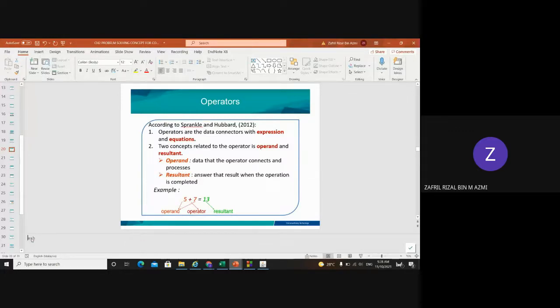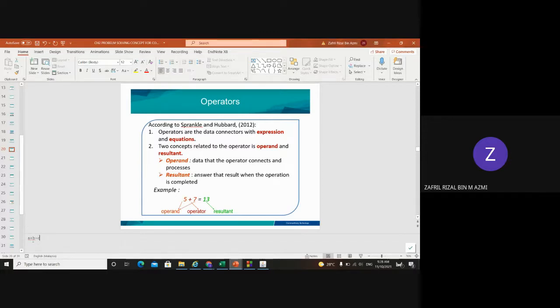Sometimes you write it down like this in your program. So is this correct or wrong, class? If you put this in your program. I think it's wrong, sir. I think it is wrong. Okay, so this is wrong. So how to write down an equation is also very important.